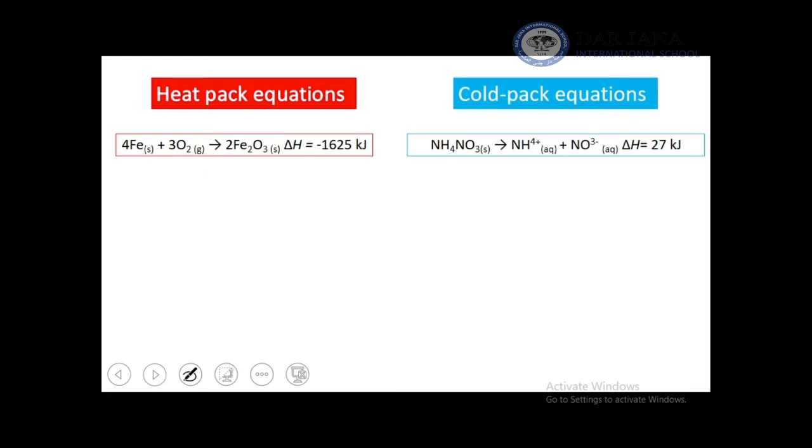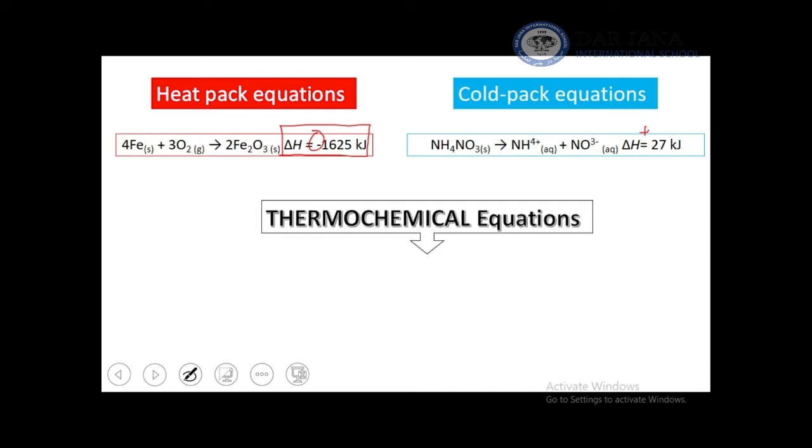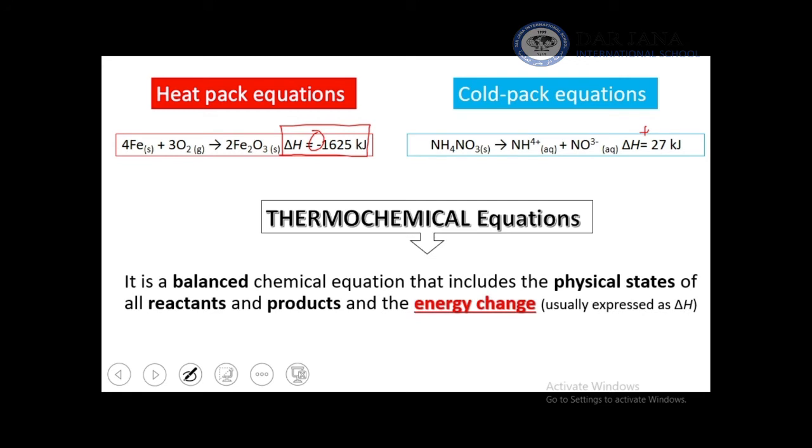Now, these two equations: the first one is a heat pack equation. The second one is a cold pack equation. If you look at these two equations, you will find that they are balanced, and they include the amount of energy. Now here, because it is negative, we will know it's an exothermic reaction. This value here is positive, so it's an endothermic reaction.